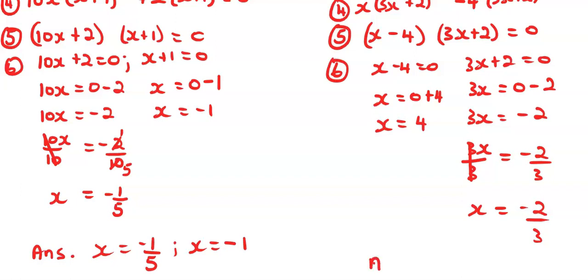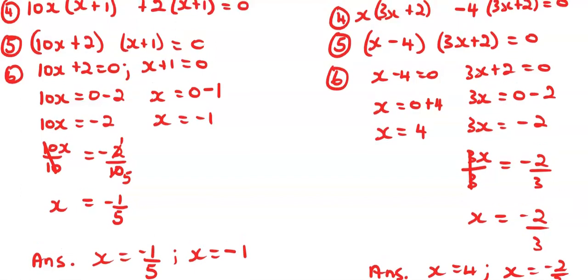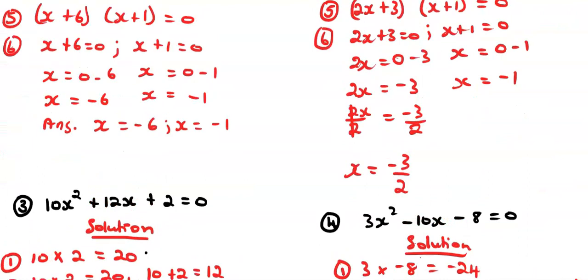So our answer: x equals 4 and x equals negative 2 over 3. So those are the values that we can plug into the quadratic equation above, and that will give us back 0.